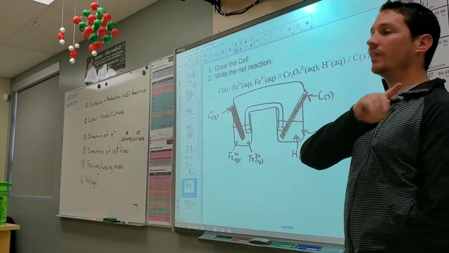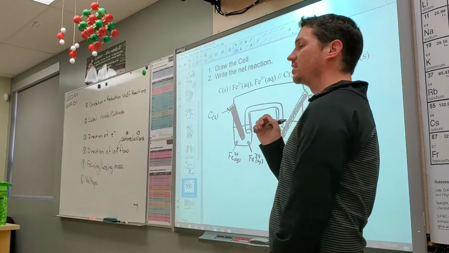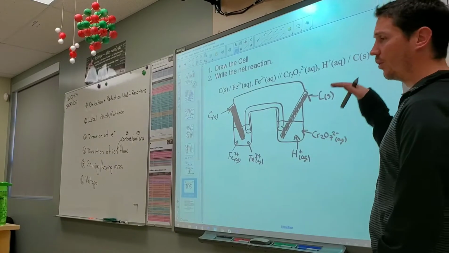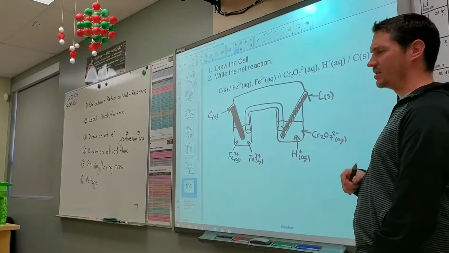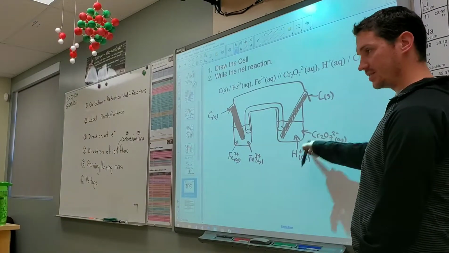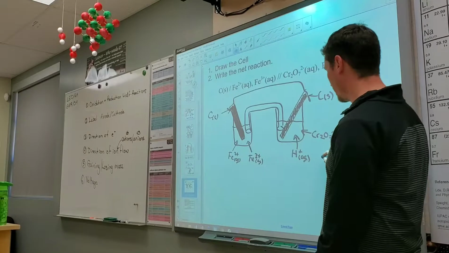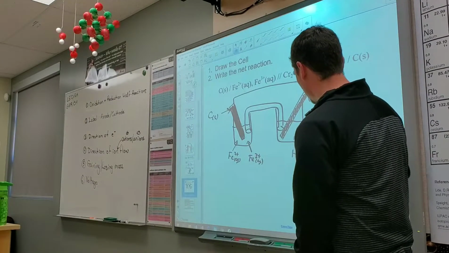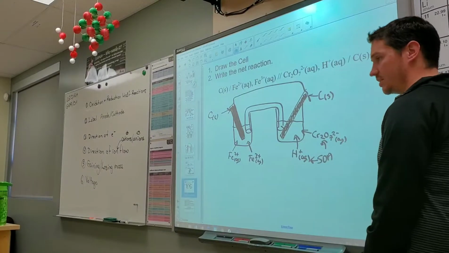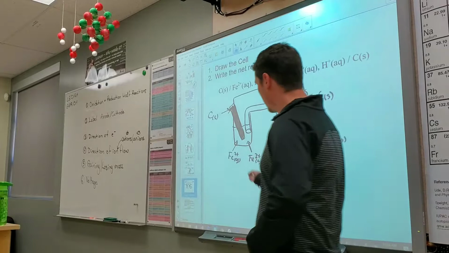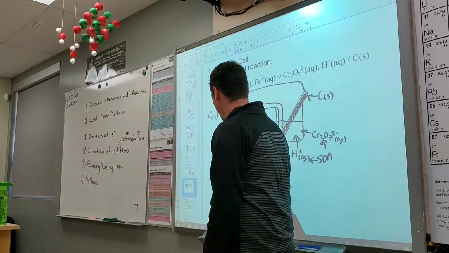So let's burn through these questions as fast as possible. What's the strongest oxidizing agent in here? The acidified dichromate, right? So this is our strongest oxidizing agent. And what's our strongest reducing agent? Iron 2+, right? So this is our strongest reducing agent.